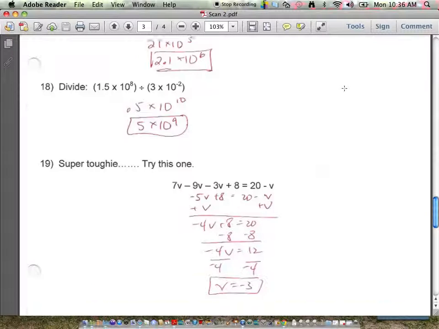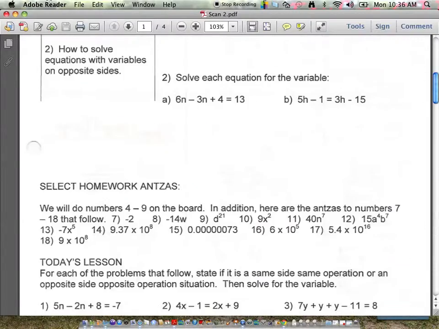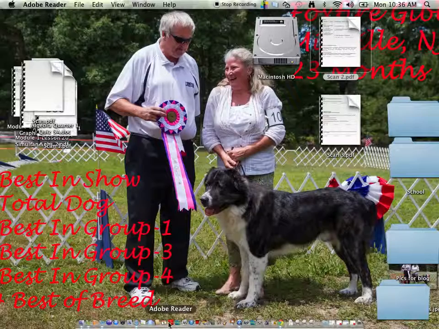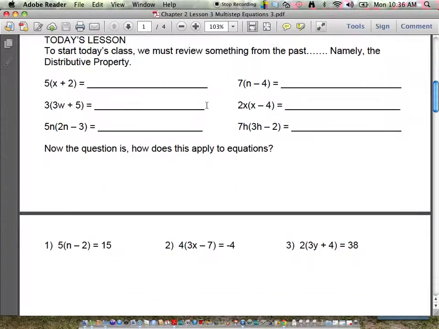All right, tomorrow we'll take a little more time to talk about number 18 because this is a little tricky. You actually have to multiply the 0.5, which means you have to divide the exponent, and that's why you go down 1. So we'll talk a little more about that kind tomorrow, but I want to make sure we get through today's lesson in its entirety. So let's talk about the distributive property.